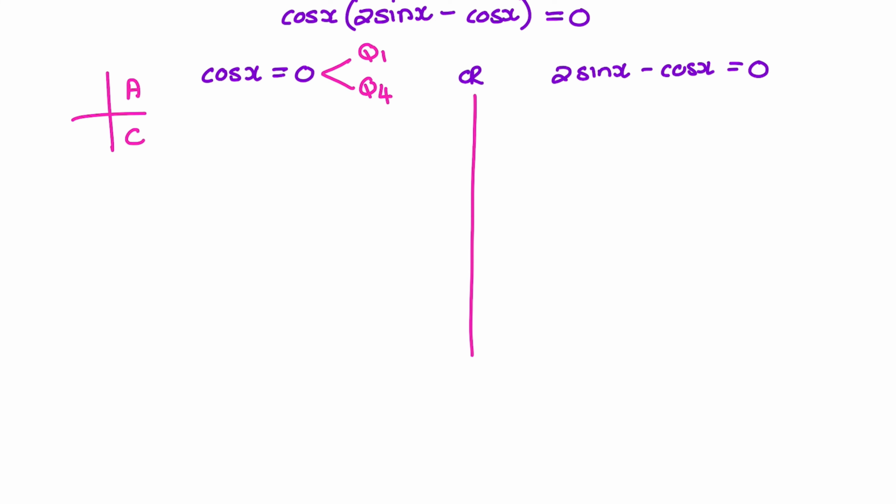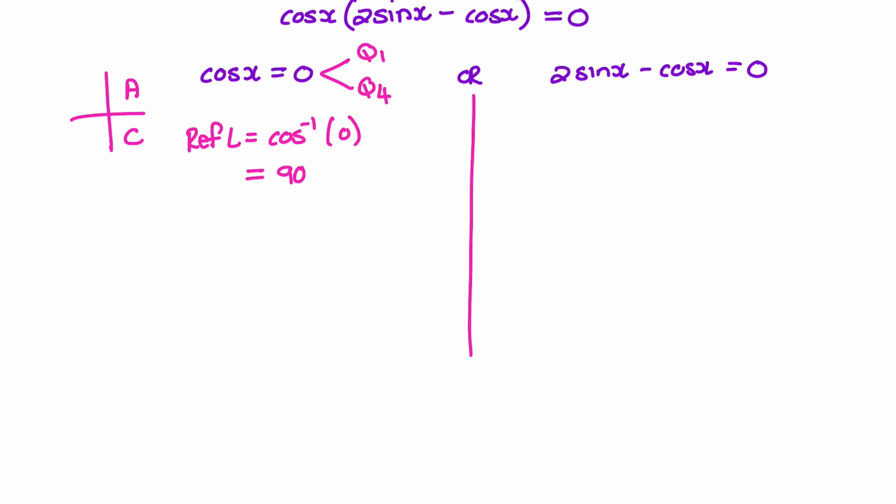My second step was to find a reference angle. So I would say that the reference angle is equal to the inverse function of cos when it is 0, and that is equal to 90 degrees. What you do to find the reference angle is, on your calculator, you put in shift and then press cos and it will display cos negative 1, and you put in the value of 0. So we have partially solved this equation now.